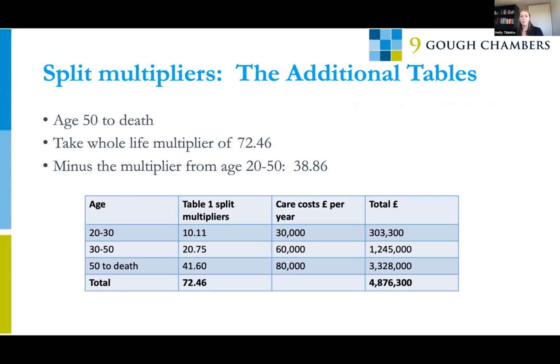And then for the final period, age 50 to death, you take the whole life multiplier, and then you take off the multiplier from age 20 to 50, which we found in the tables as 30.86. And that results in a multiplier for that period of 41.60. And you can nicely tabulate it and then include your multiplicand and come up with the final figure, which is about 4.8 million in this example.